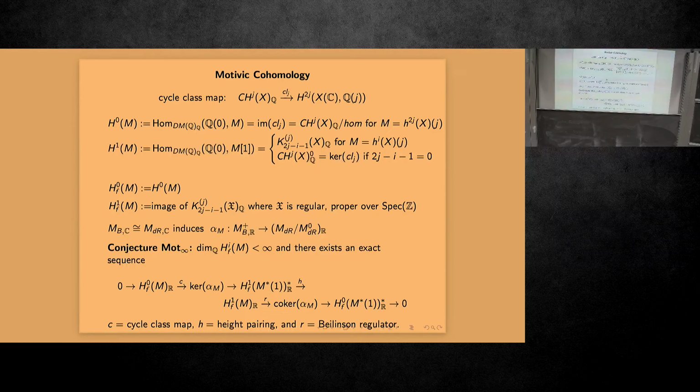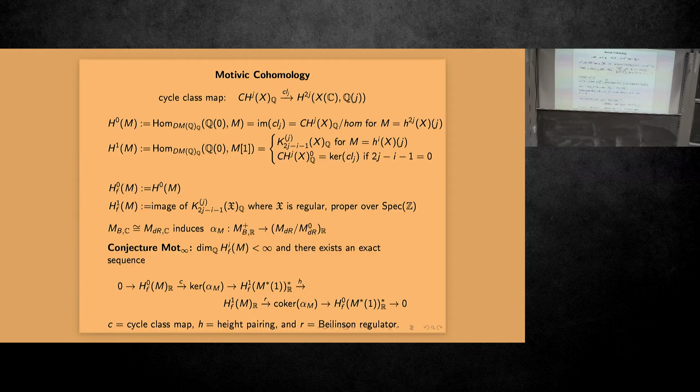Another way to view this is that if you have an image of a cycle in here, it generates a copy of the unit motive Q(0) inside this H^2j(j). So that's another way of viewing the cycle class map. Because everything is semi-simple, you get a certain number of copies of the unit motive in this H^2j(j). That's a certain vector space. So the dimension of H0(M) is just the number of copies of the unit motive in M.